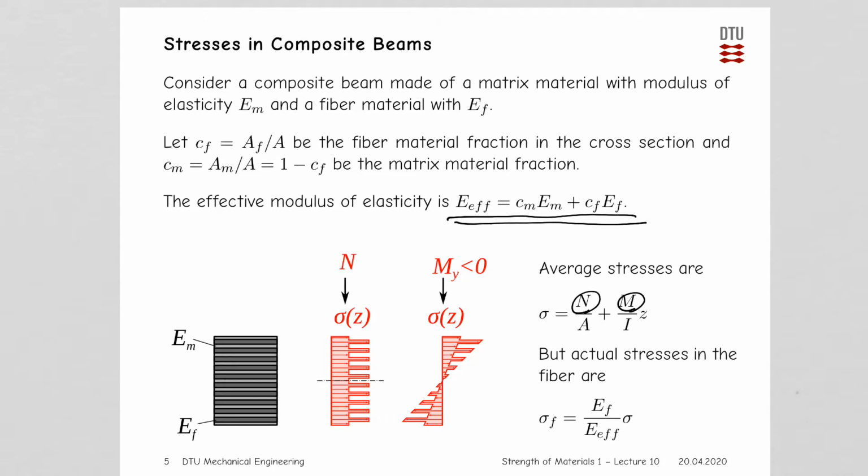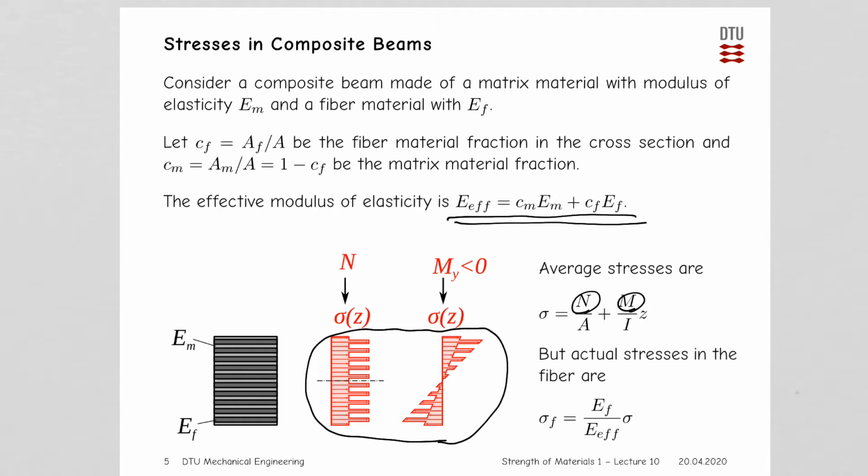As we can see here in these two sketches, due to the high Young's modulus of the fibers, we actually get very large stresses in the fibers. And that's of course what can ultimately lead to failure in these fibers. If the stresses become too large, then we will have failure in the fiber material. So we need to have an assessment of what are the actual stresses in the fibers.